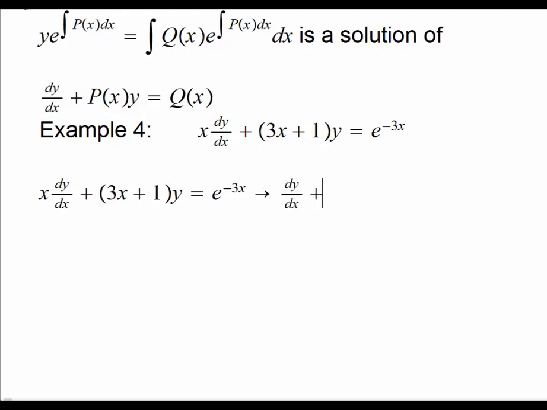So we have 3x plus 1 divided by x, and then I have a y here, and this would be on the right hand side we have e to the negative 3x over 1 plus x, I'm sorry, simply x. I'm so sorry for that.